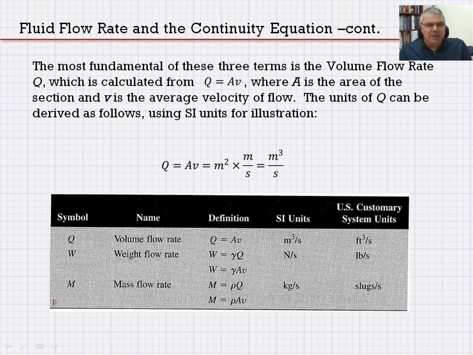It's called Q. The units are given here, both in SI units and US customary system units. In SI, the unit for area is square meter, and for velocity is meter per second. Multiply the two together, you're going to have a cubic meter per second. And that makes sense because we are actually measuring the volume per second. So that's called volume flow rate, Q.